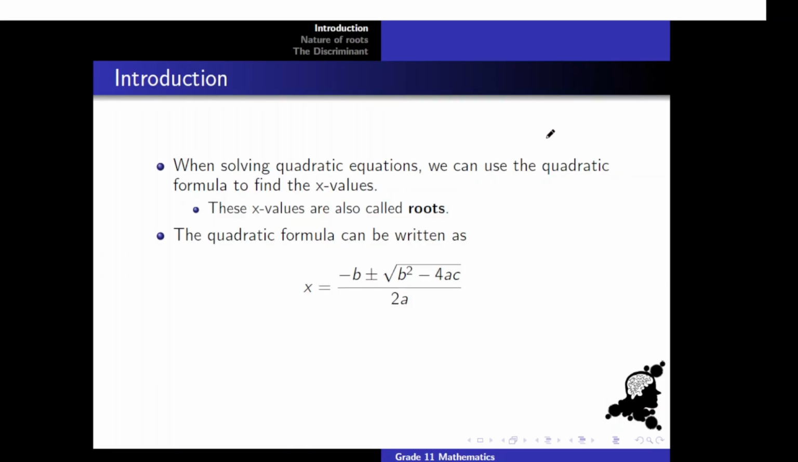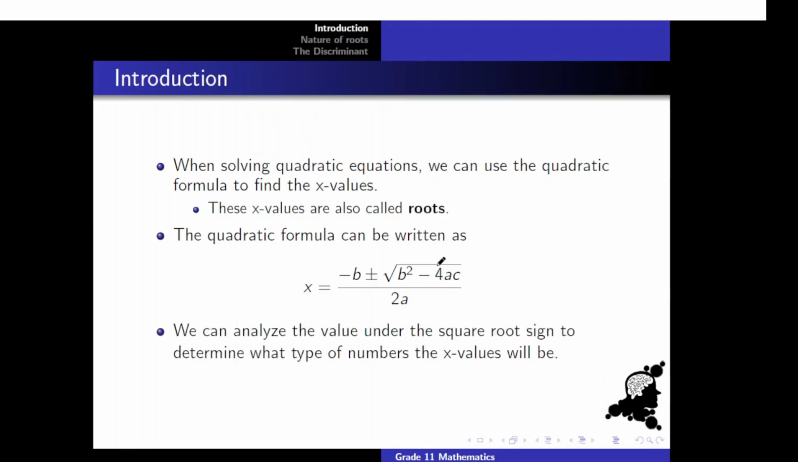Now, we said that our quadratic formula can be written as negative b plus or minus the square root of b squared minus 4ac divided by 2a. I'm sure by now you're very much familiar with this formula. It's in your information sheet in the exams, and you use it quite frequently, not only in algebra, but also when you are working with functions, inequalities, and even simultaneous equations.